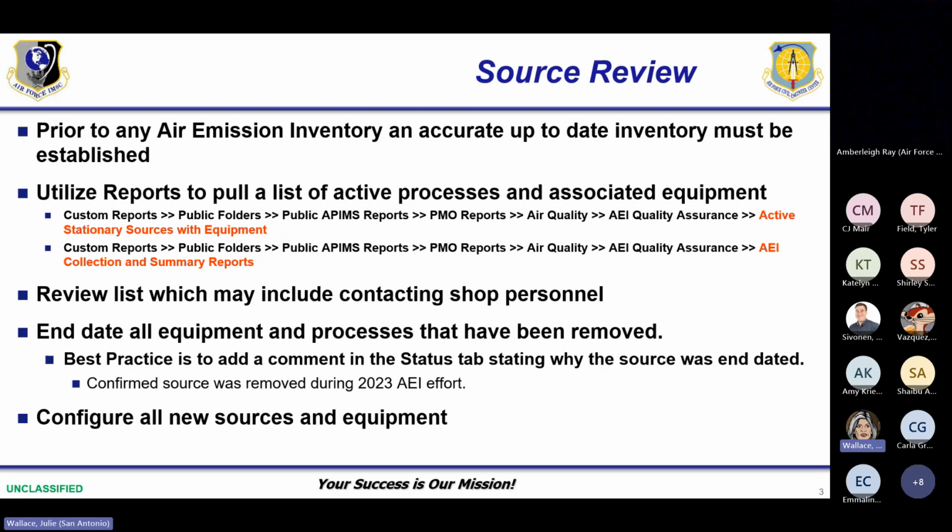The other thing is that it's very, very common that equipment is end dated and no comment is put into the status change on the process tab. And then somebody comes in behind and says, well, no, that source is there. Why did they end date it? And there's no comment. And so if you're end dating something, I highly recommend as a best practice, add a comment. Say confirmed source was removed during 2023 effort, confirmed from shop personnel.